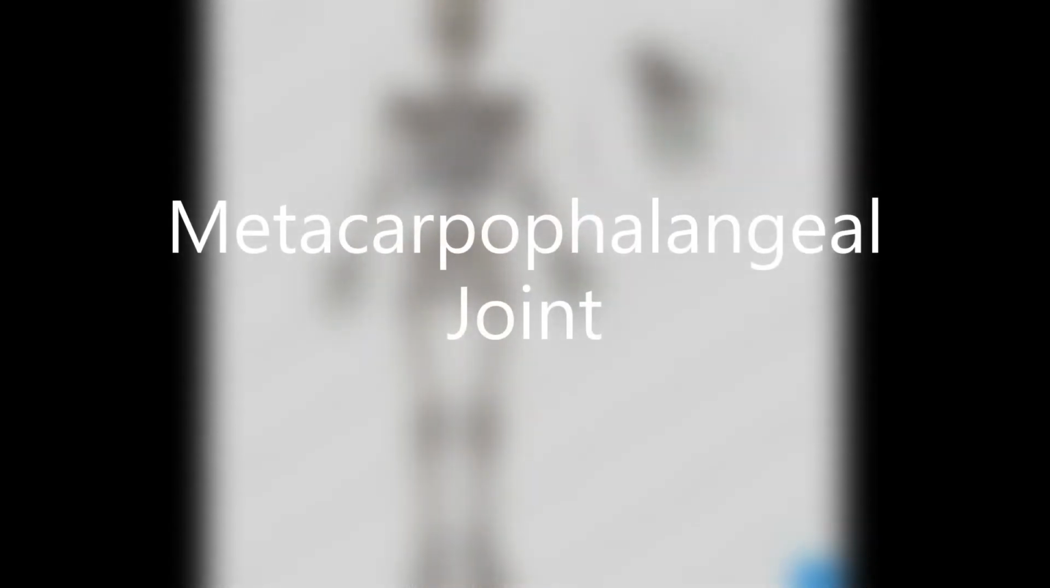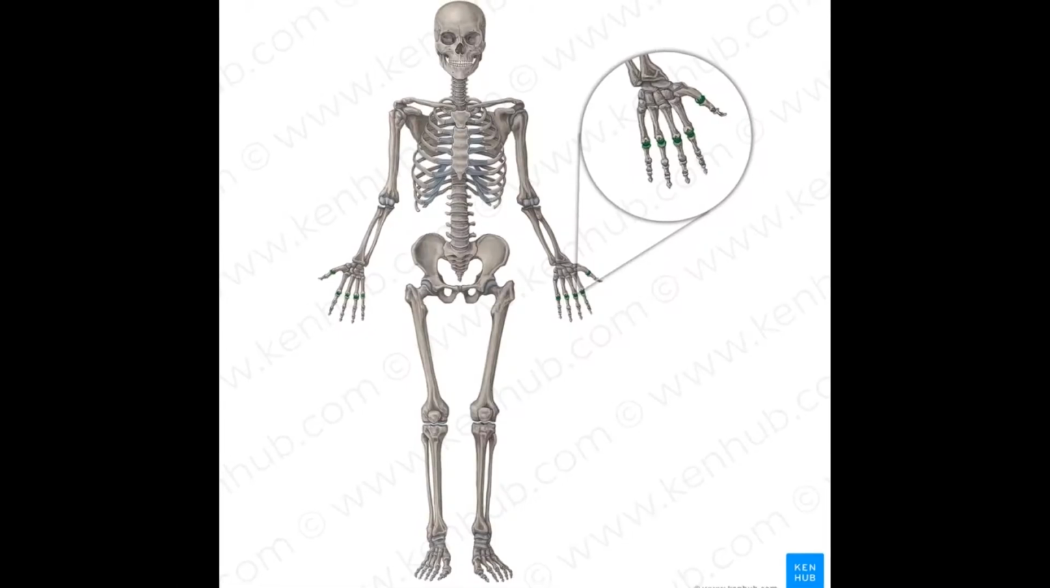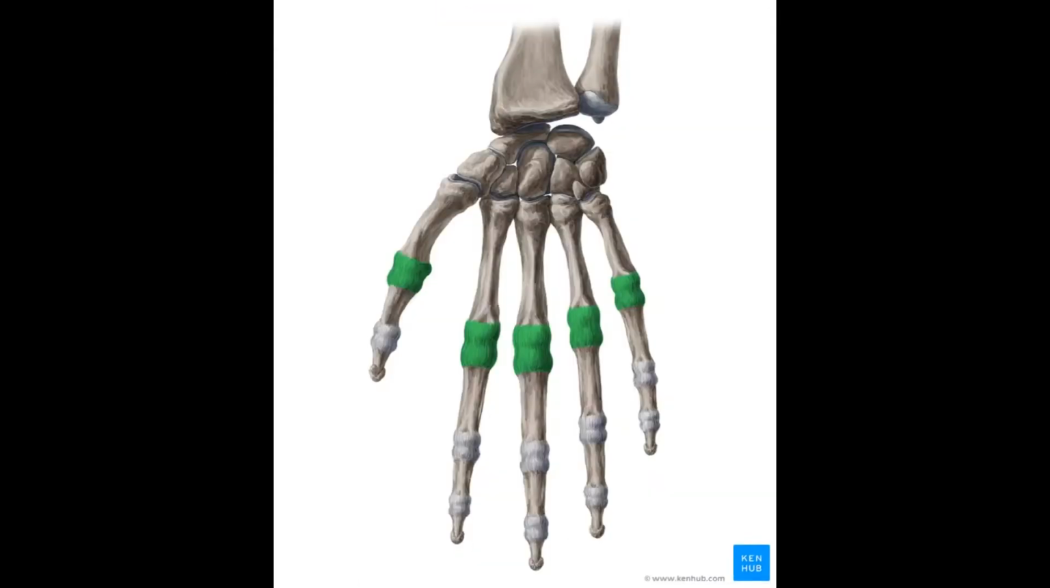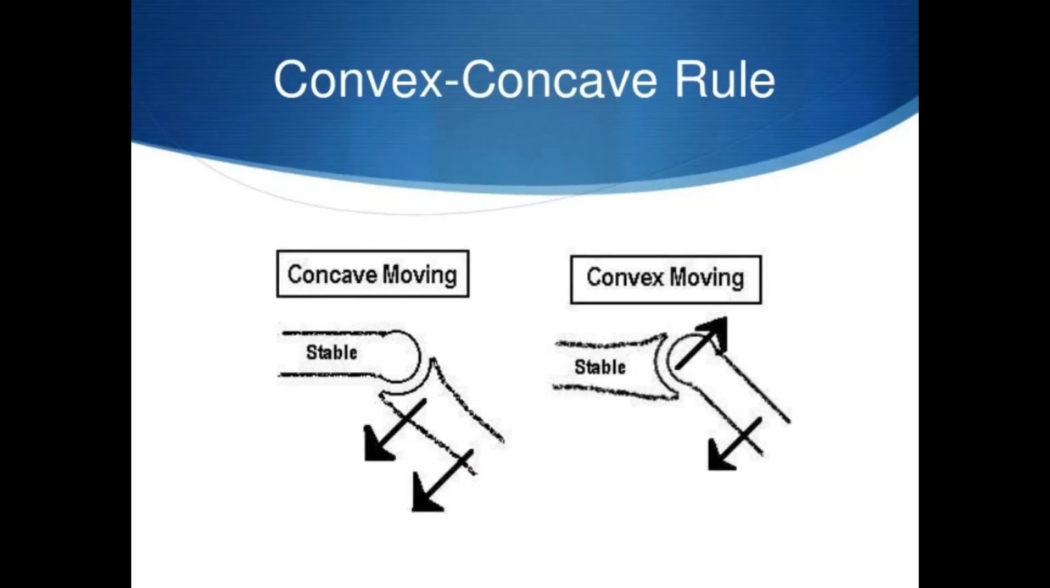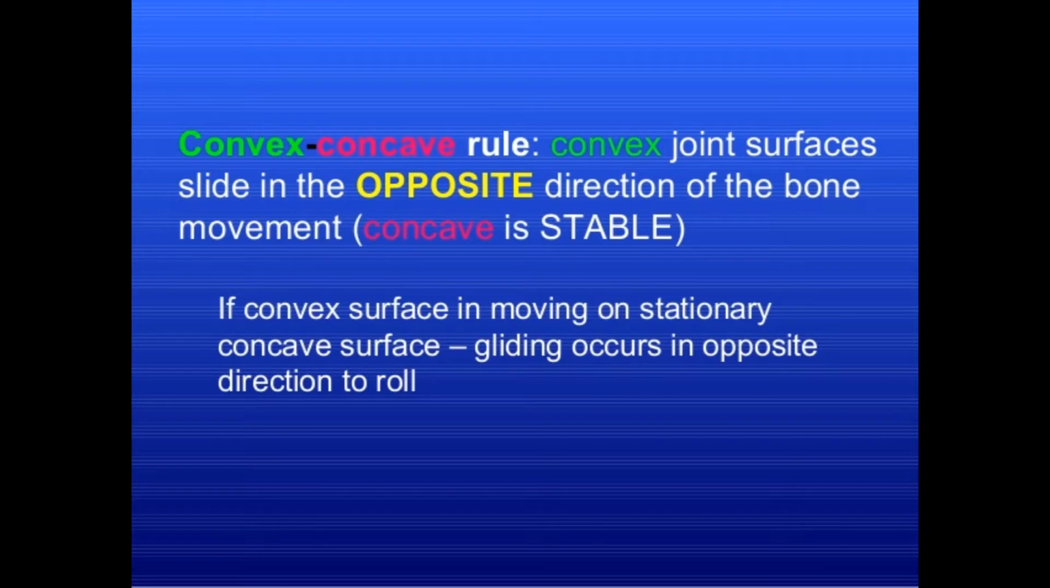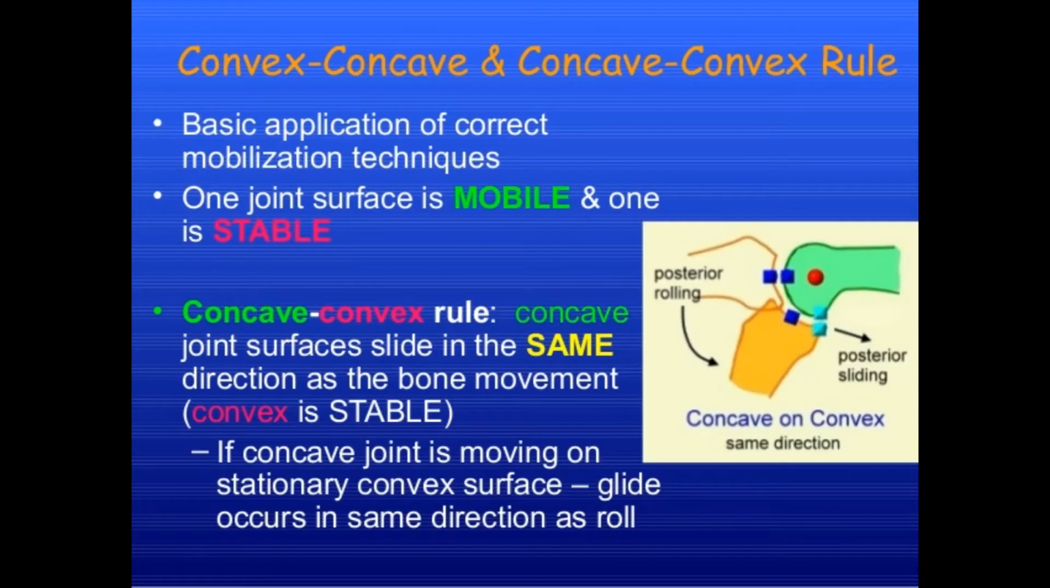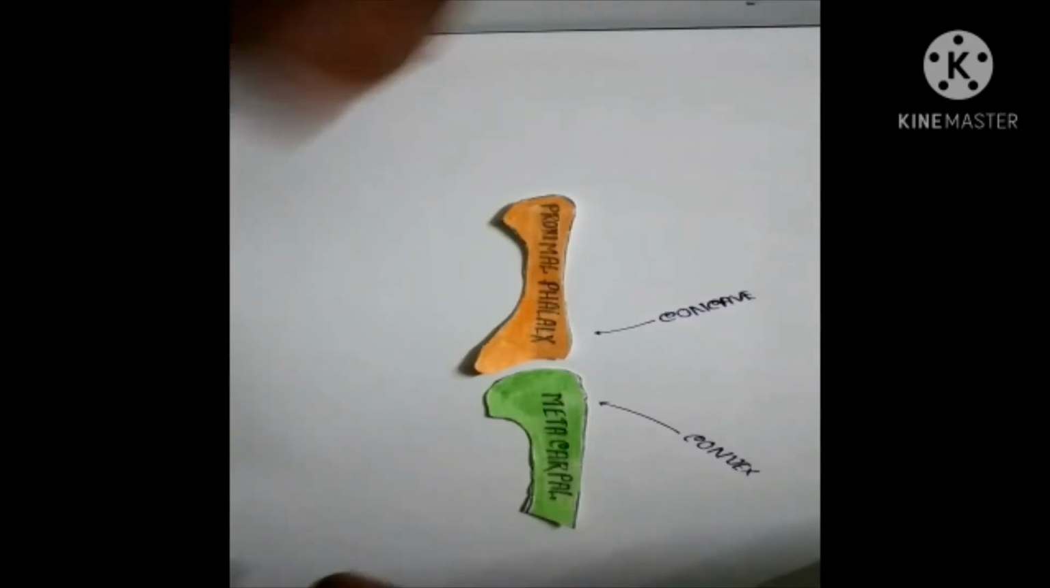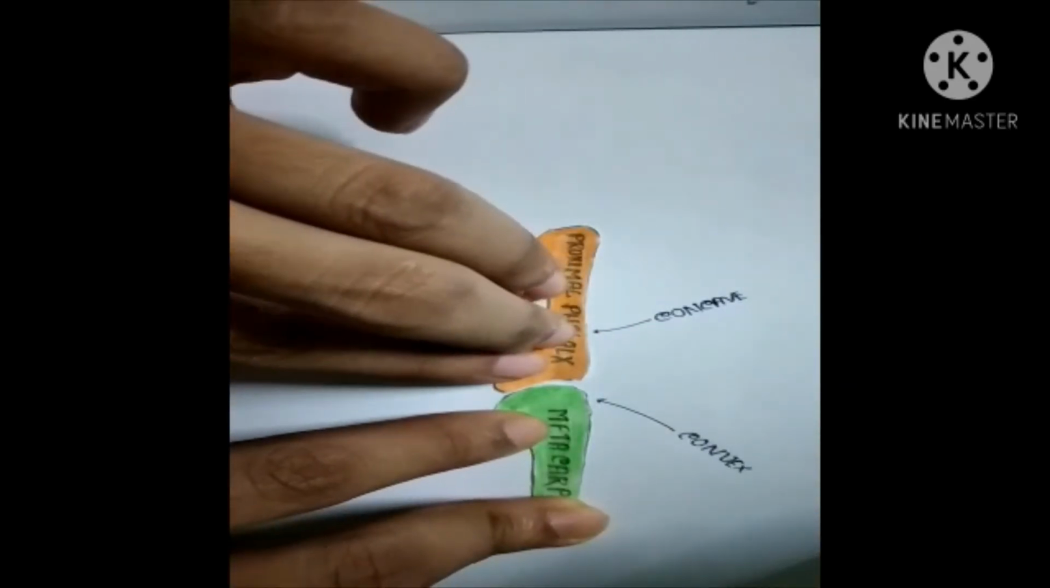Good morning. Today we are going to discuss metacarpophalangeal joints, concavo-convex roll, osteokinematics, and arthrokinematics. Let's talk about the metacarpophalangeal joint concave and convex rule.